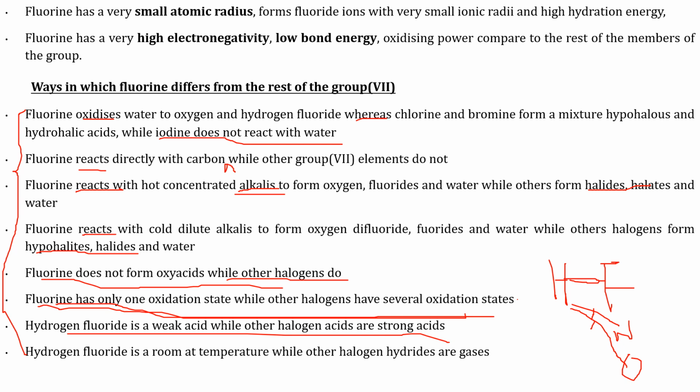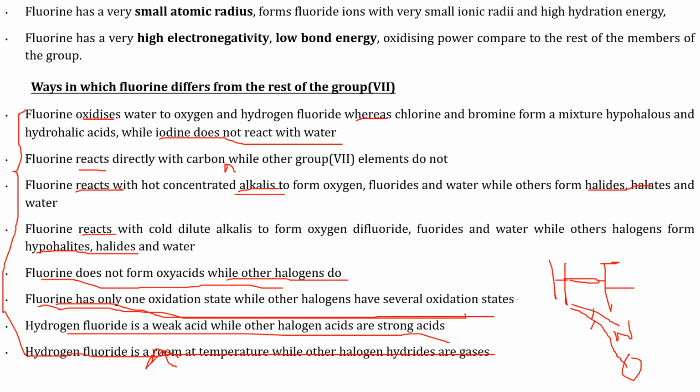So proceeding to the next step, we are saying that hydrogen fluoride is a liquid at room temperature, while other hydrides are gases. So put here an inverted V and say hydrogen fluoride is a liquid at room temperature, while other hydrides are gases.